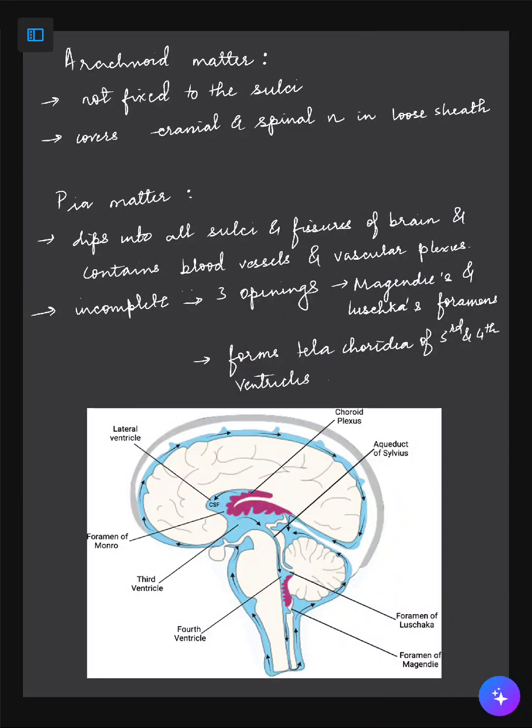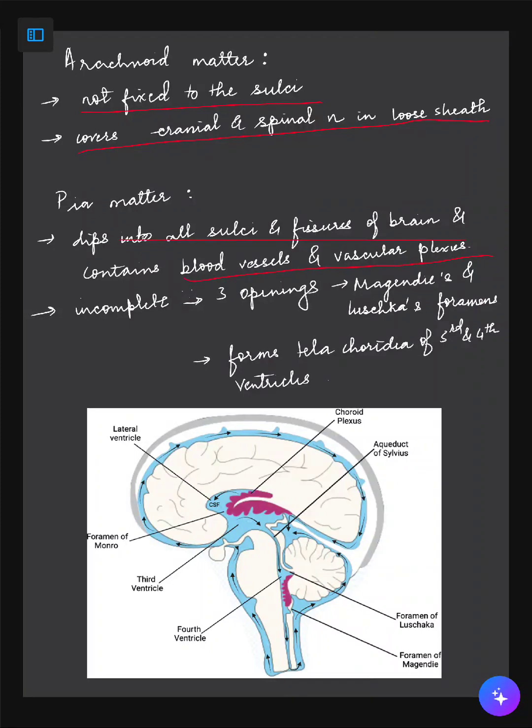Now, the next layer is arachnoid mater. Arachnoid mater is not fixed to any sulci. It covers the cranial and spinal nerves in a loose sheath. Next is the pia mater. Pia mater dips into the sulci and fissures of the brain and contains blood vessels and vascular plexuses.